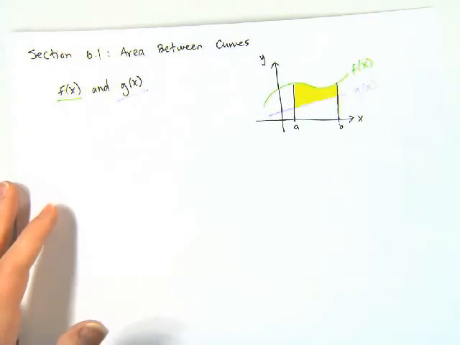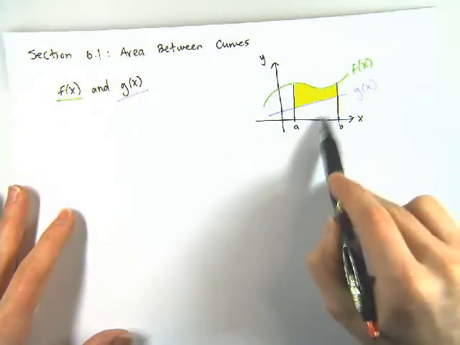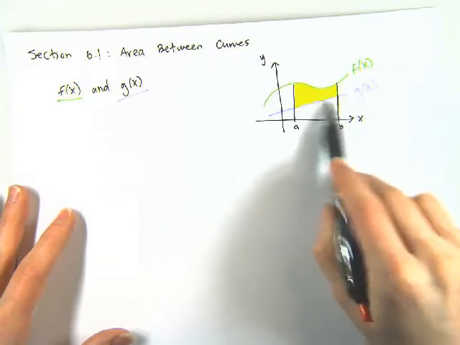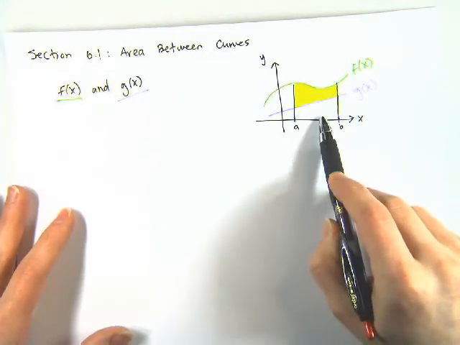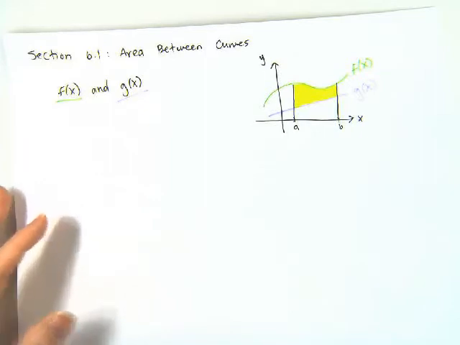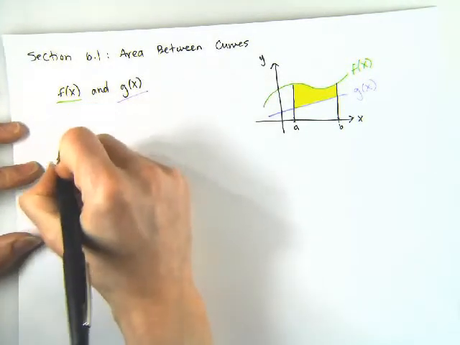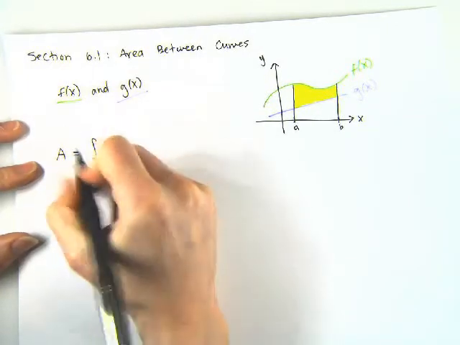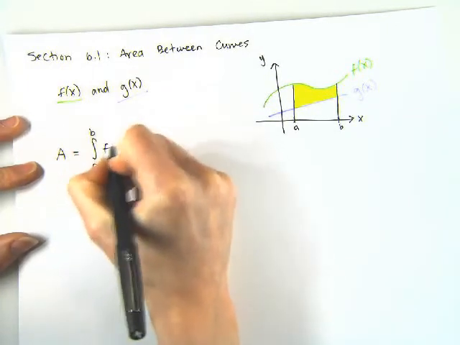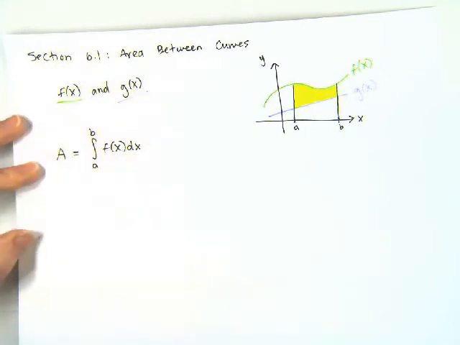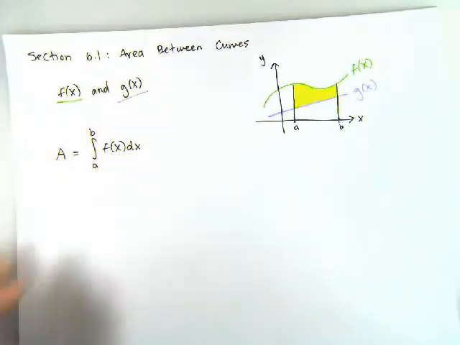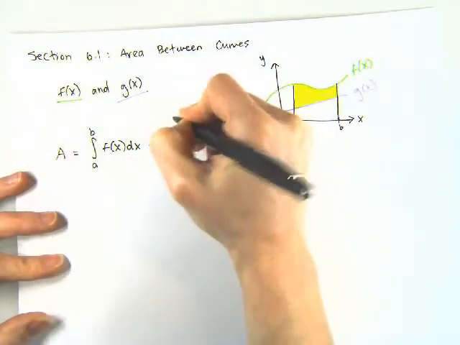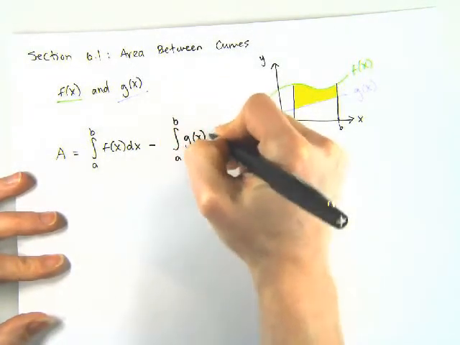The area under the f curve. But if I did the full area, that would be all of this, right? This full thing. So I want to take away this area, which would be the area under g. So to find the area then, I'll put it this way. The area would be, I find the total area under f, which would be the definite integral of f of x from A to B. And then I want to take away the area from A to B under g of x dx.